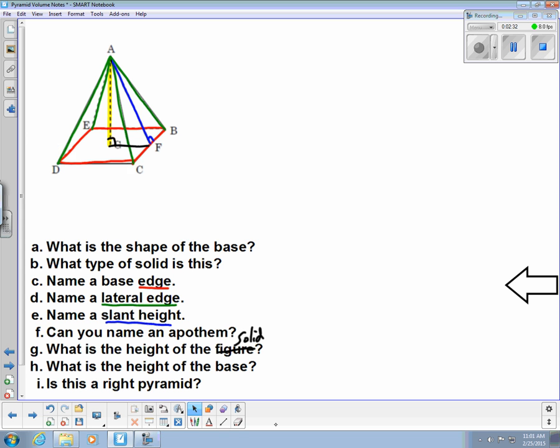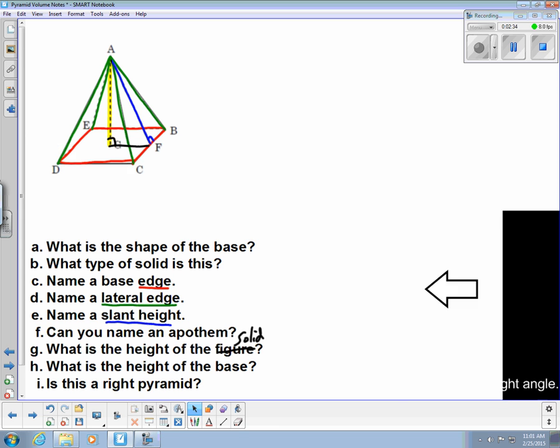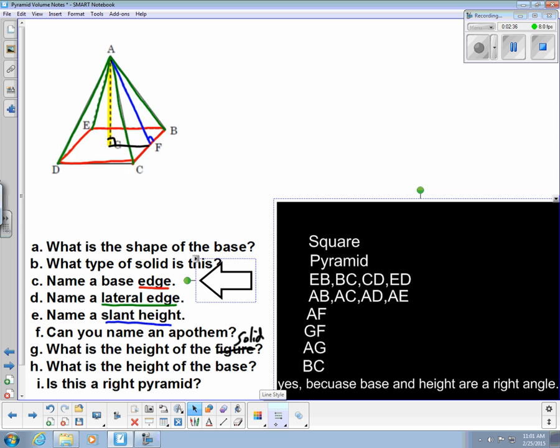All right, I'm just going to pull these answers over here for you so that you could see all of them. There are the answers, and there are all the segment pieces for all the lateral edges, the slant height, and the base edges. Okay, so you can pause the video, write that information down. You're going to do one next.